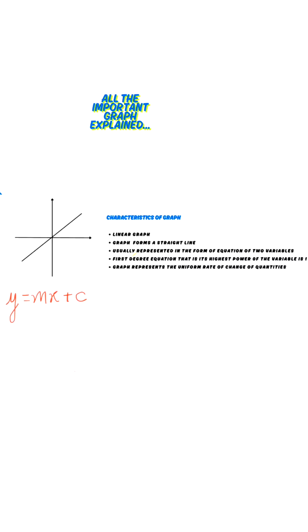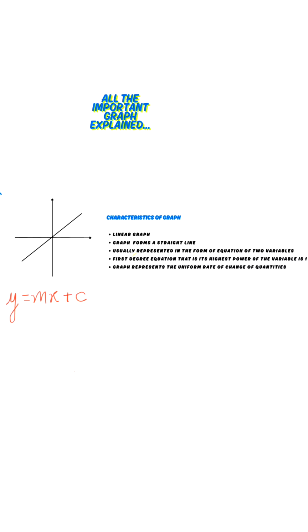Next, the graph represents a uniform rate of change of quantities, that is, its slope is nothing but dy by dx, the rate of change of the quantity on the y axis with respect to the rate of change of the quantity on the x axis, which will always be increasing at a uniform, constant rate. It doesn't vary; it will be increasing or decreasing at a constant rate. That is why we call it linear.